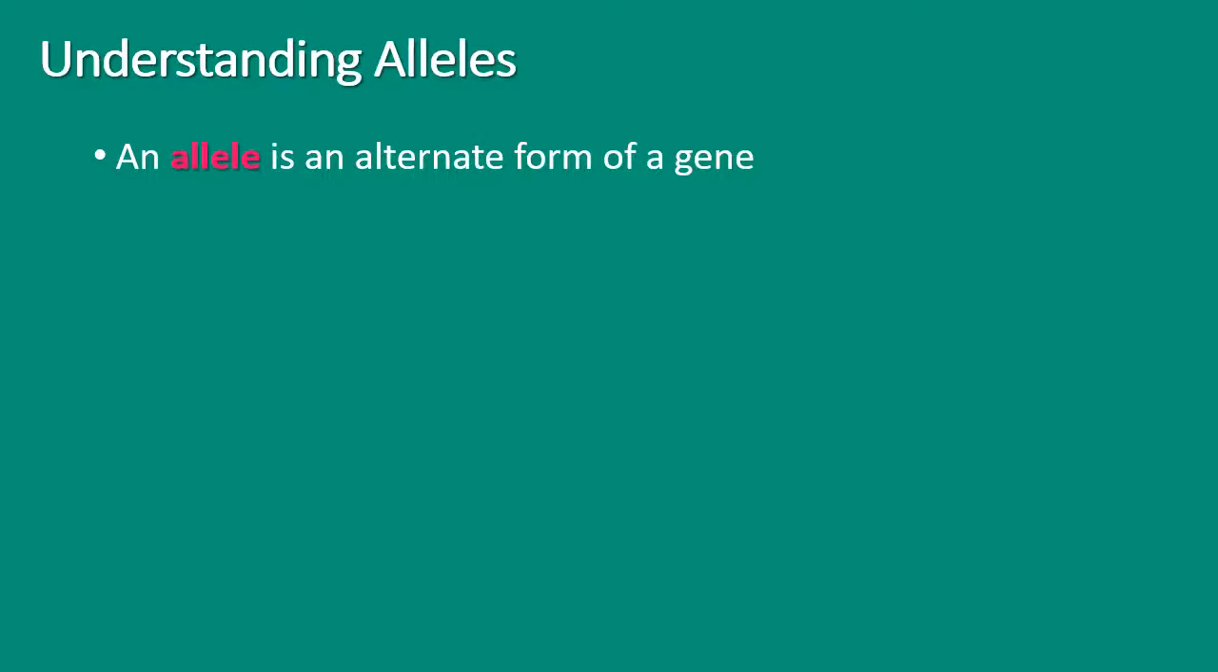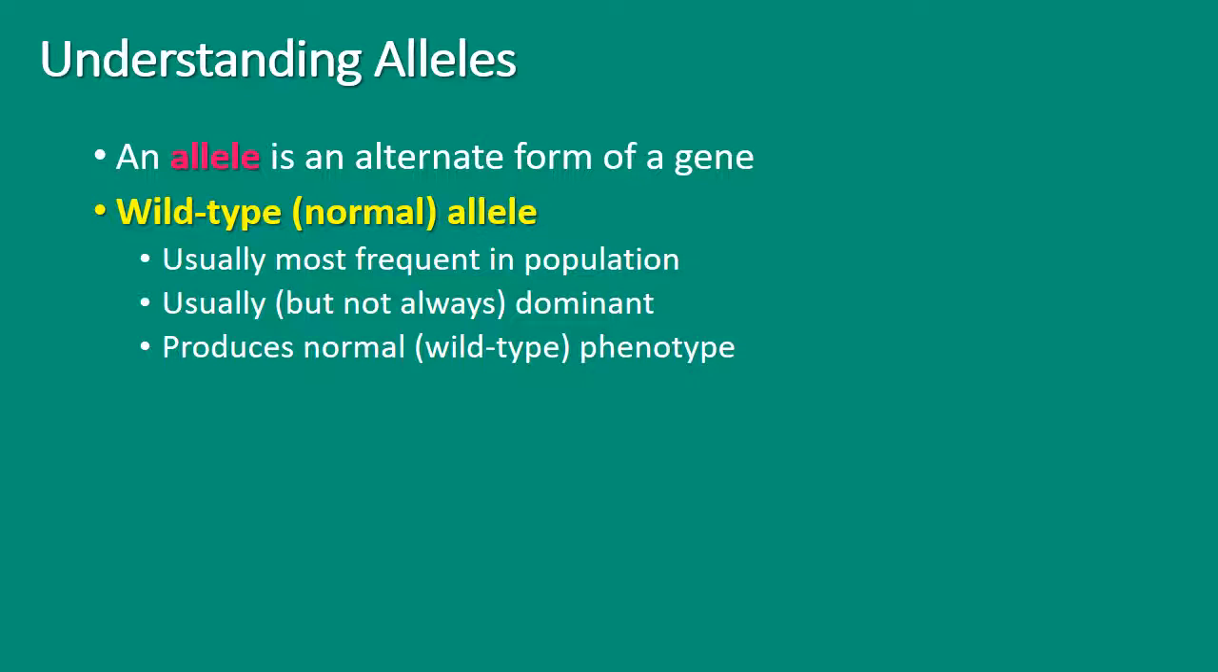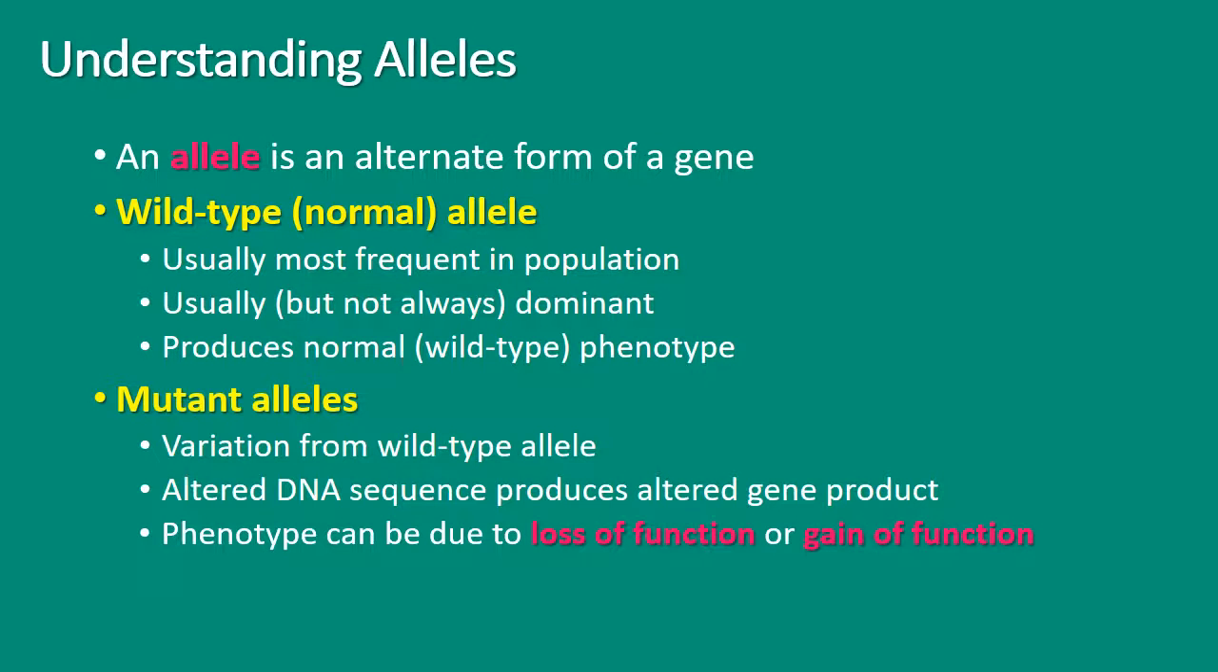Okay, so let's talk a little bit about alleles. We know that alleles are just alternate forms of genes. We typically think of a normal allele in a population as being the wild type allele. This is the one that's most frequent. Usually this is the dominant allele, but not always. We consider this the wild type. Mutant alleles are going to be variations from that wild type allele.